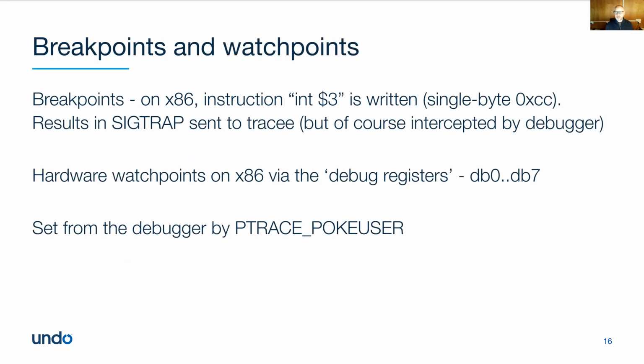Kind of covered all this stuff actually. Yeah, okay, there's also debug registers on x86 which are used for watch points as well. So you can actually do it without writing into the code, and that can be useful, but there's a limited number of those, right? There's only 4 hardware watch point registers.